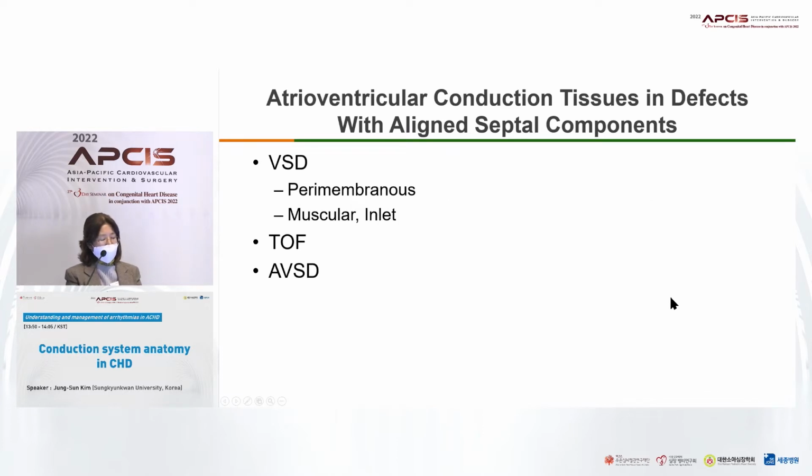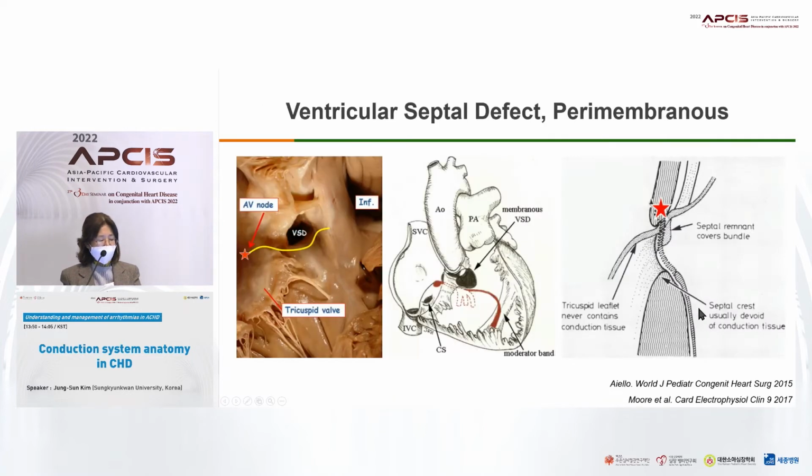The first group is the congenital heart disease with normal septal alignment, which includes ventricular septal defect, TOF, and atrioventricular septal defect. The first one is the perimembranous ventricular septal defect. In the heart with a ventricular septal defect, regardless of the subtype, the atrioventricular node is located in the normal position.